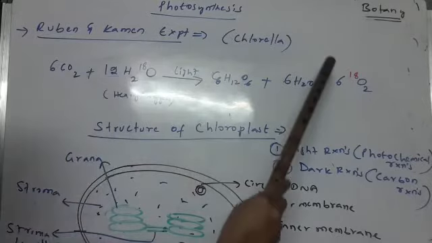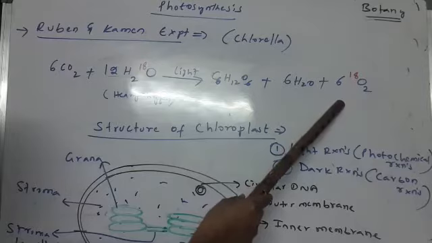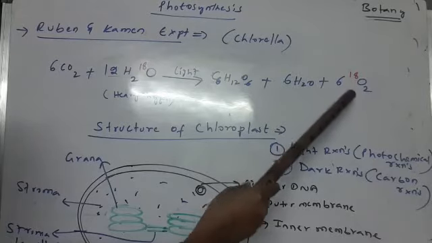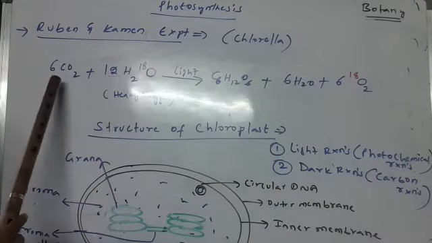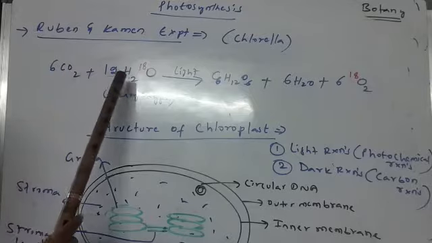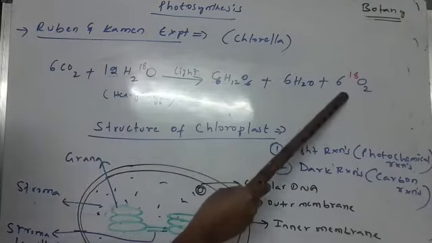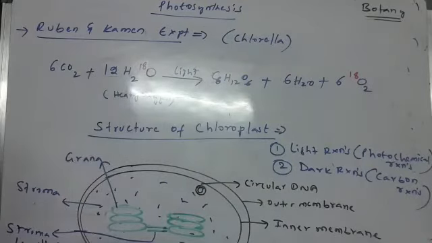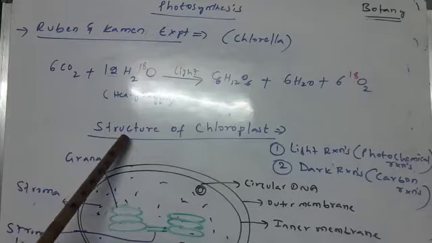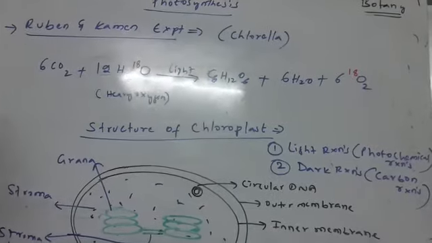So this experiment has proved that the oxygen which is produced by photosynthesis is actually obtained from the water, not from the CO2. This is one experiment which proves that the oxygen is released from the water. The next topic would be the structure of chloroplast. Now we'll go with the structure of chloroplast.